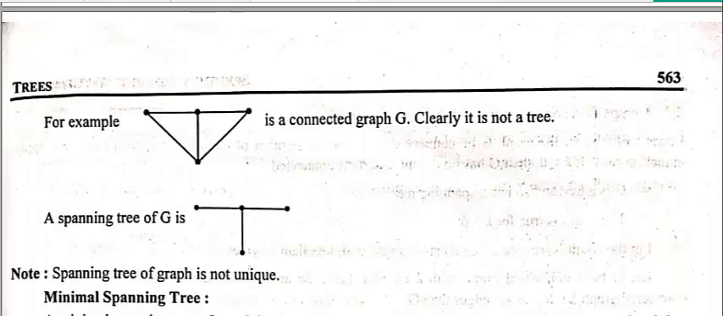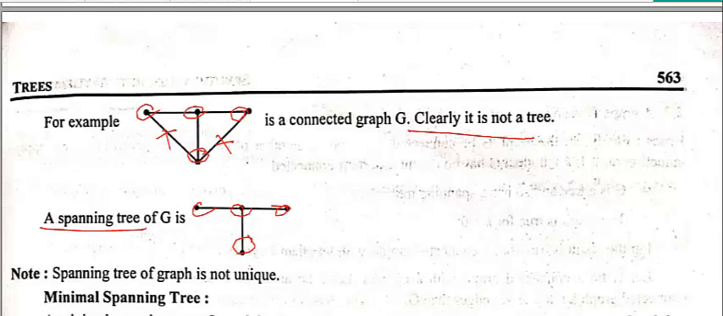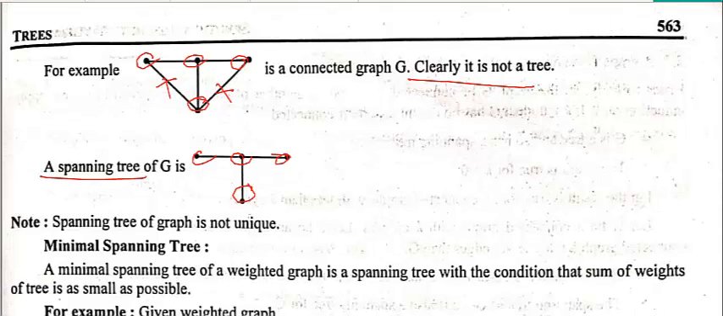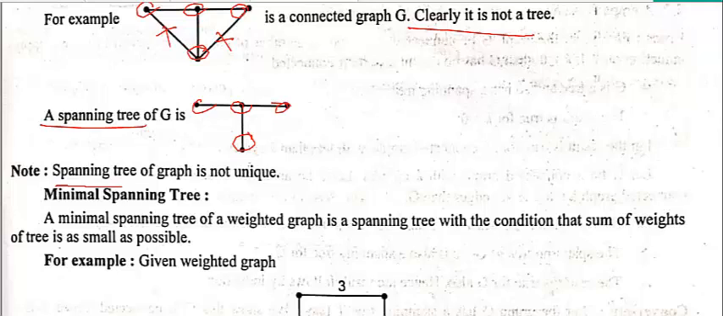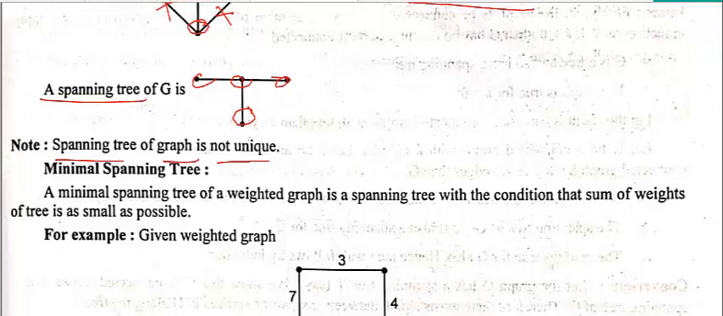So see the example. In this example, we have vertices 1, 2, 3, 4, and this is a connected graph. Clearly it is not a tree. Now I am going to delete this one and this one. The number of vertices is the same, 1, 2, 3, 4, but now this is a tree. So this is known as a spanning tree of G. A spanning tree of G is not unique; you may have some more spanning trees.